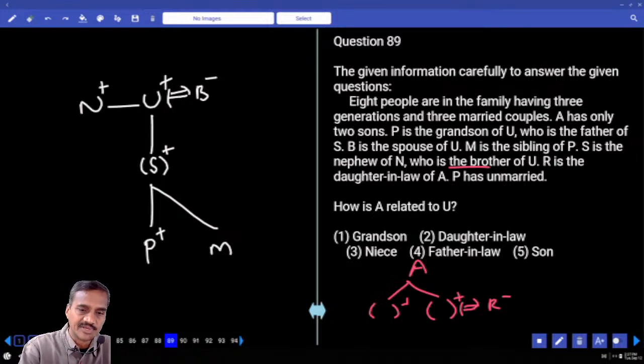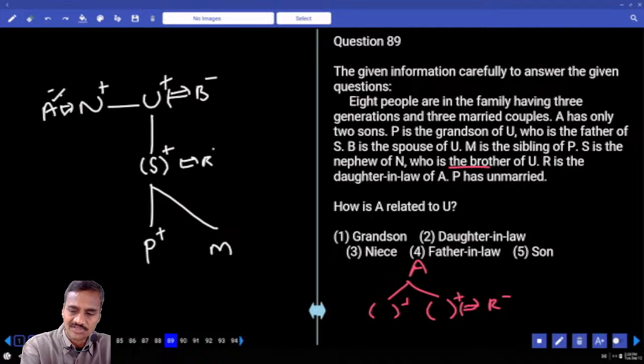Now as P is unmarried, then tell me where can we have this A? Can we fix A at this place? A is married to N? No, why is it no? If A is here, A is having 2 sons, then R must be here, isn't it? Which is not possible in this case at all, because there are 3 married couples. Then N is married, now N and A, now you can have like this. Then N is having 2 children, S is here, then S is married to R. And P is unmarried.